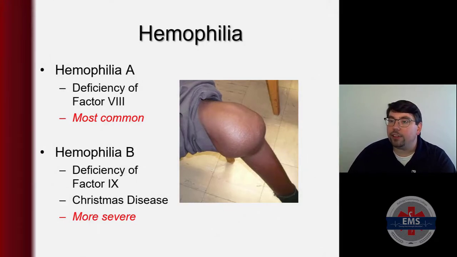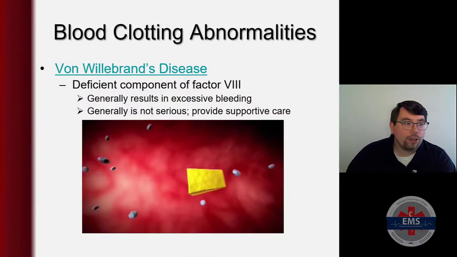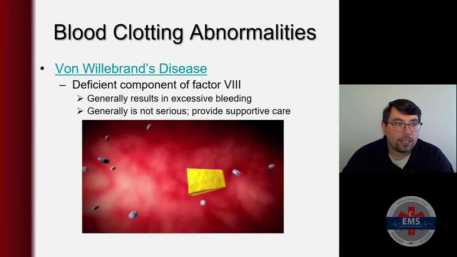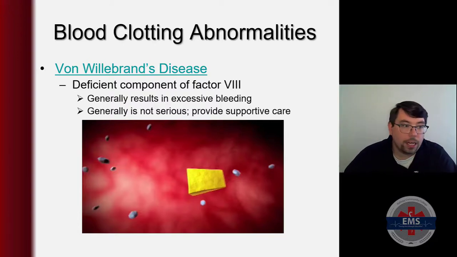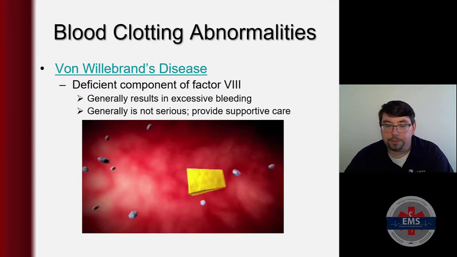We talked about these again, hemophilia A versus hemophilia B. Hemophilia A, we're talking about a deficiency in factor VIII, versus a deficiency of factor IX for hemophilia B. Also, hemophilia B is referred to as Christmas disease. Now, if we look at von Willebrand's disease, factor VIII actually consists of several different components. One of those components that we deal with is the von Willebrand factor. This component is going to be what's deficient.